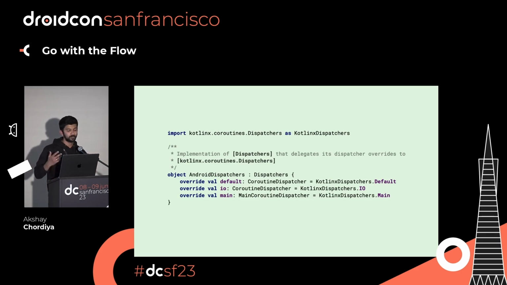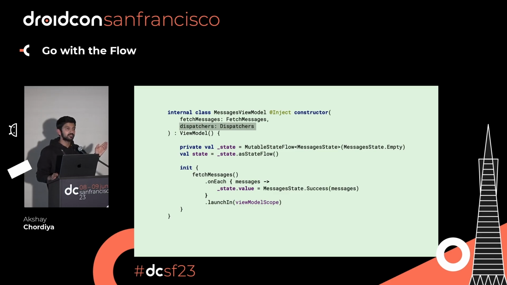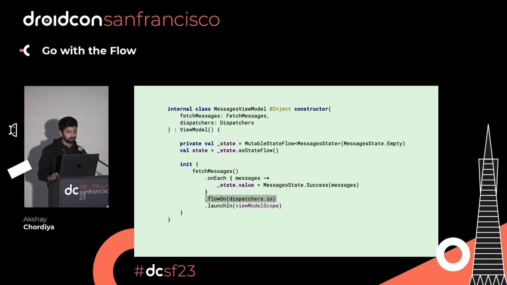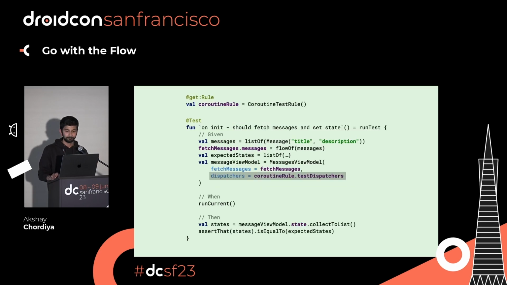For Android, we will use the kotlinx dispatchers, which the Kotlin team has given us. And then you would inject this dispatcher interface, which you have created, in your ViewModel. Whenever you need to change the dispatcher thread, just use your interface with the flowOn operator and switch to that thread. And your test for the same would look the same. In your test, you just override the dispatcher with the test dispatchers, for example, for this ViewModel.